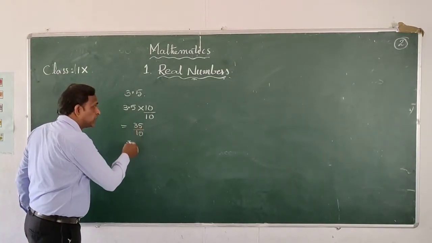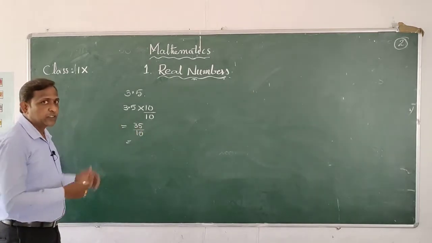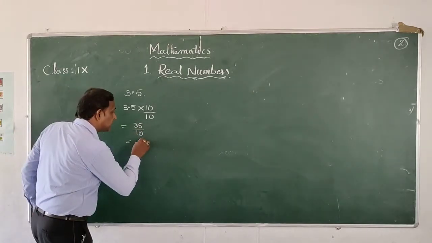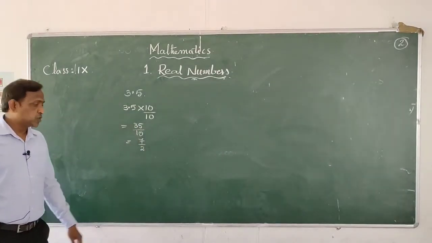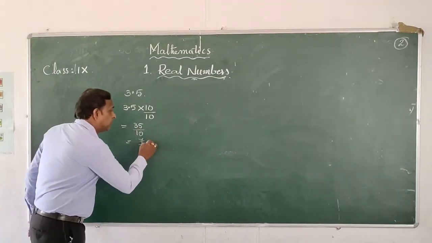The 5 table can divide both 35 and 10. So 5 7s are 35, 5 2s are 10. So it is 7 by 2. So 7 by 2, clearly we can understand now.